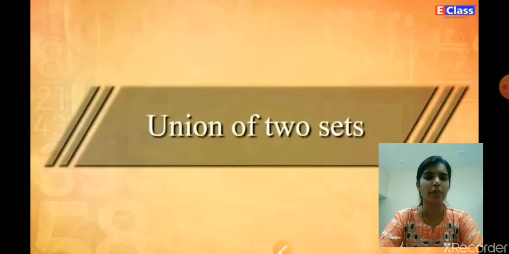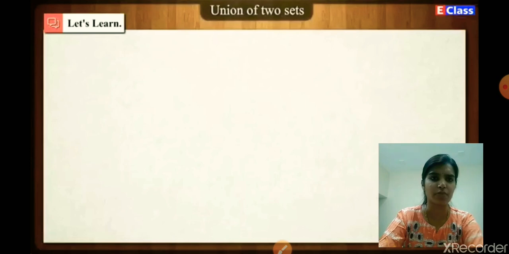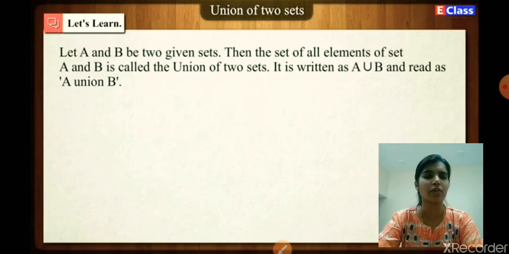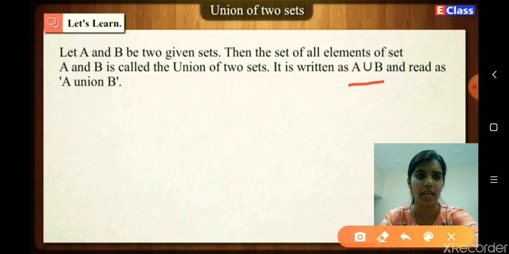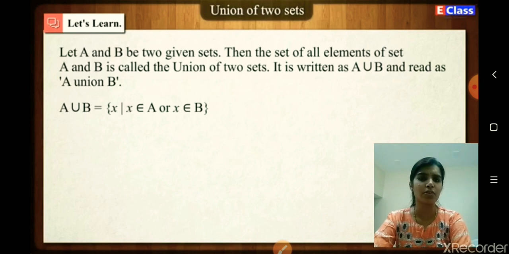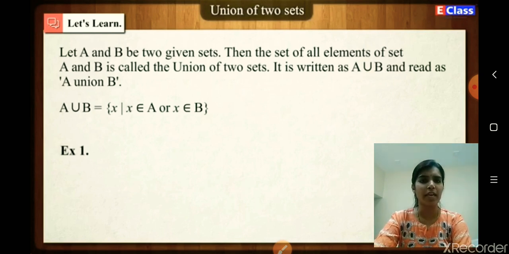So next operation is union of two sets. What is meant by union? So we will see it. Let A and B be two given sets. The set of all elements of sets A and B is called the union of sets. It is written as A union B and read as A union B. Okay. So that means A union B is the set of all x such that x belongs to A or x belongs to B. So every element of A and B is required in the union.